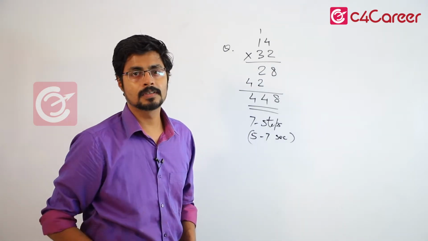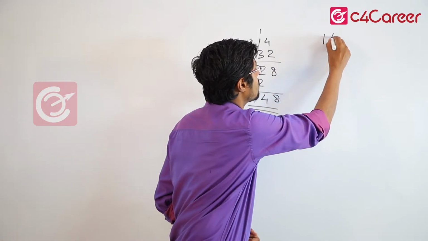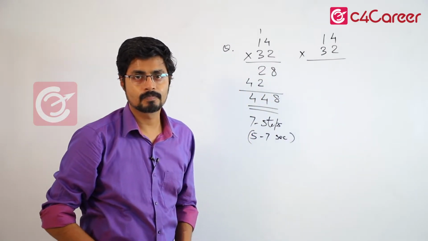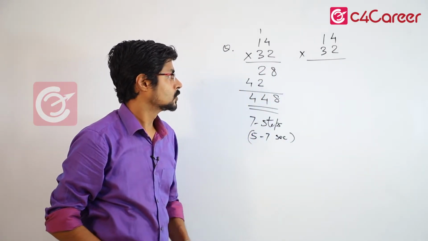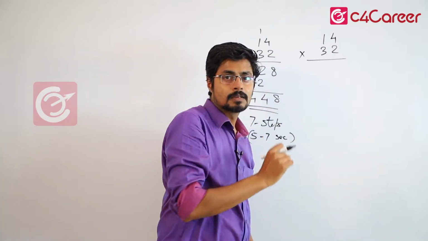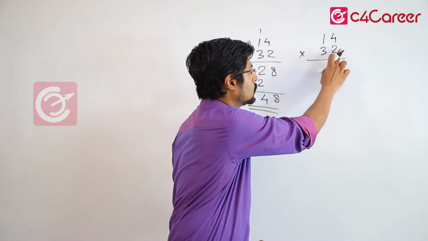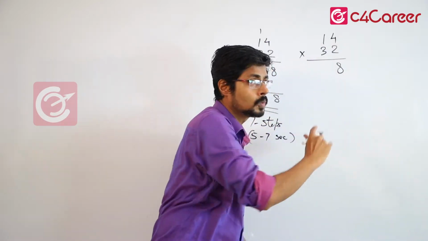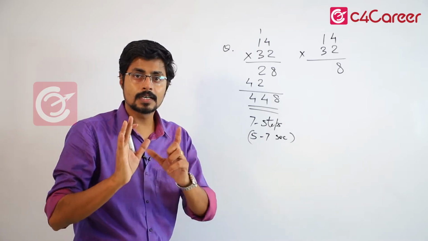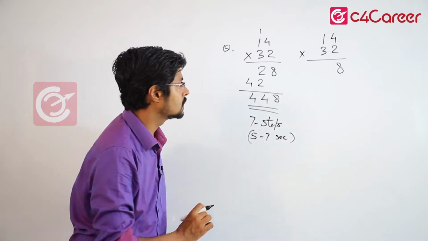What could be that method? That is our speed multiply method. 14 into 32. So how do we do that? So listen carefully. First step is the same as our traditional method. There is no change. What do we do? 2 into 4. 2 into 4 is equal to 8. First step is clear to you because it is the same method. But the important catch is the second step.